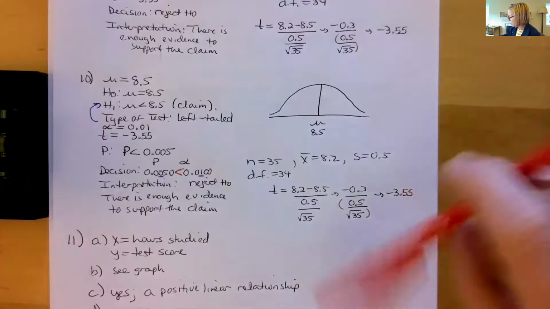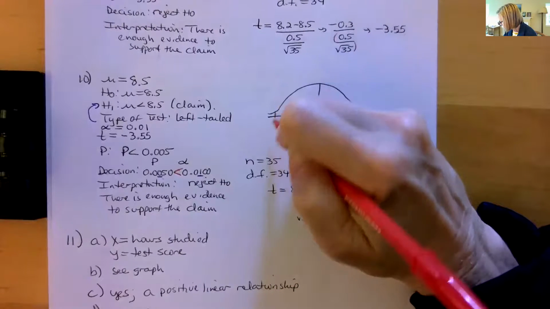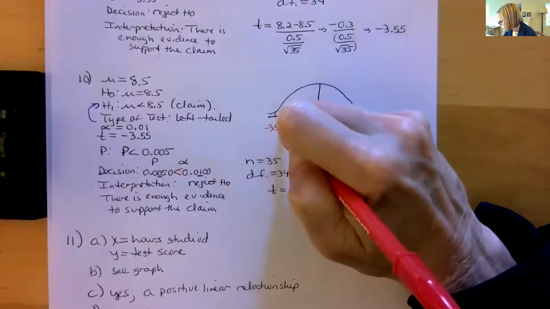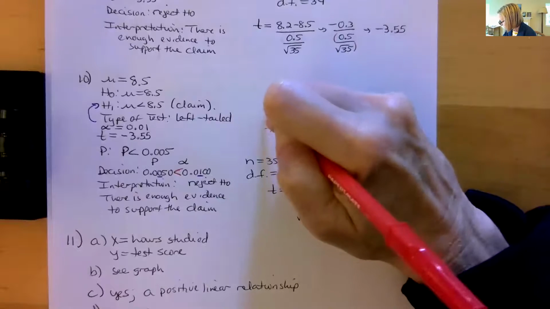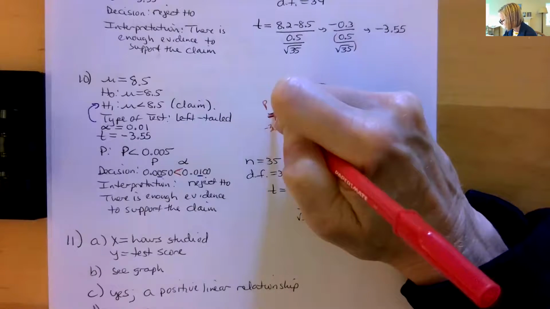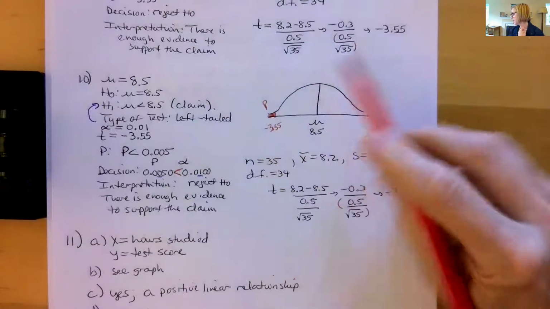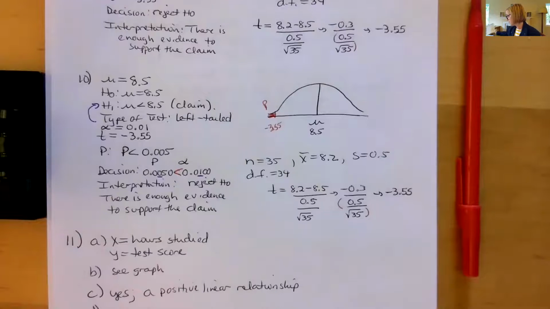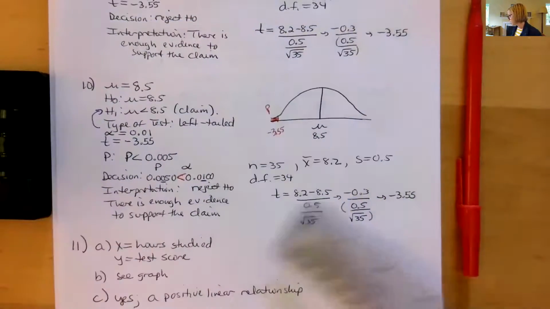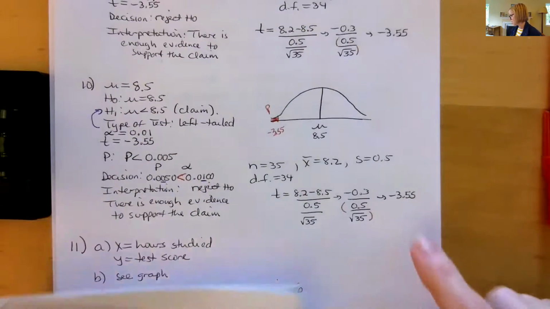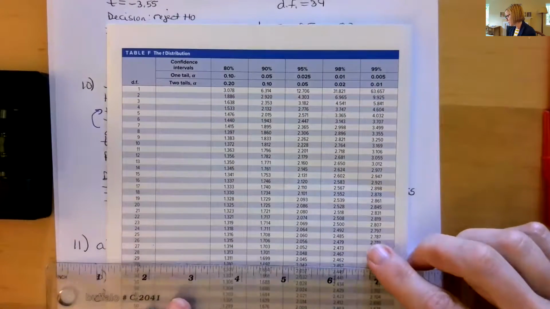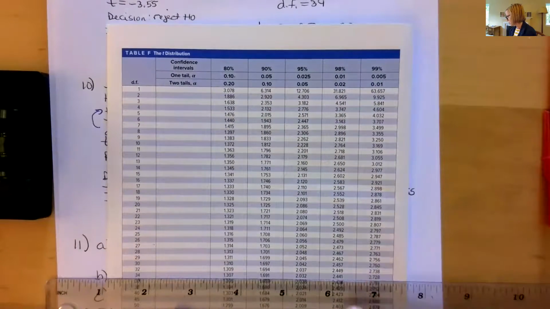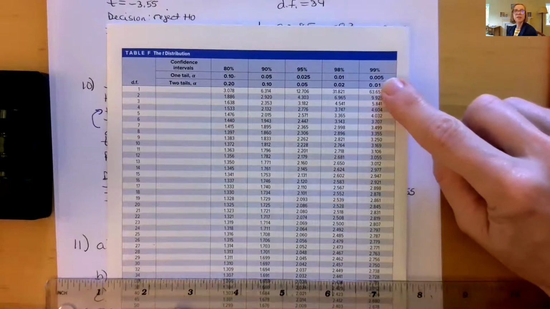And so over here, I forgot to finish. Oh, it's really even farther than that. It's a left-tailed test, so this is my p-value, whatever's in the left tail. But we have to use the t-distribution to find what our p-value is. And so we go to the t-distribution, and we have 34 degrees of freedom. We're looking for negative 3.55 with 34 degrees of freedom, in a one-tailed test because it was a left-tailed test.